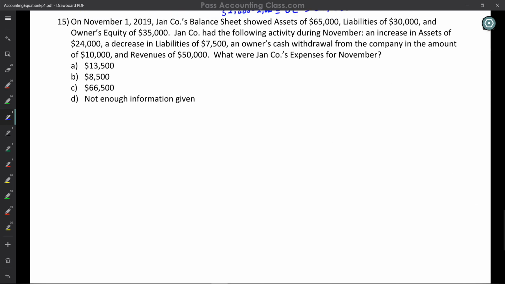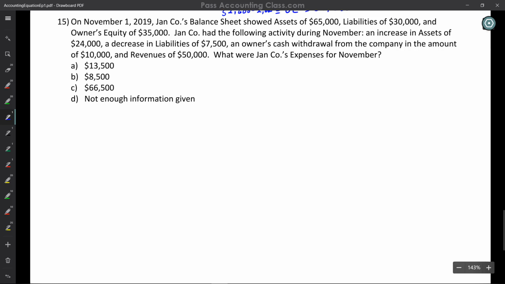The final question reads, on November 1st, 2019, Janco's balance sheet showed assets of $65,000, liabilities of $30,000, and owner's equity of $35,000. Janco had the following activity during November: an increase in assets of $24,000, a decrease in liabilities of $7,500, an owner's cash withdrawal from the company in the amount of $10,000, and revenues of $50,000. What were Janco's expenses for November? $13,500, $8,500, $66,500, or not enough information given.